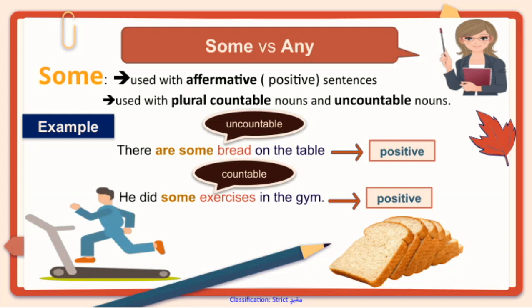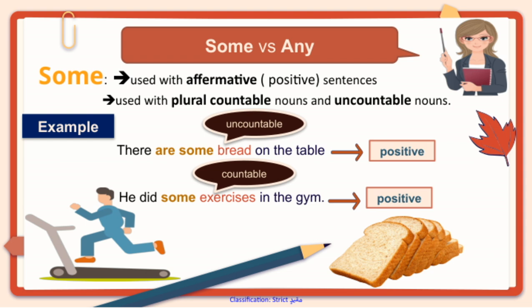All right, let's look at our first example. He did some exercises in the gym. Now, notice here we're using the word some with a positive sentence. Some is often used when we're talking about an unspecified amount of something, especially in affirmative statements. It works with both plural countable nouns, like exercises, and uncountable nouns, like bread. Now, moving to the next example. There is some bread on the table. Here again, we use some because we're talking about an uncountable noun, bread, in a positive context. It's important to remember that some helps us refer to an indefinite quantity, and it's mostly used with positive sentences.